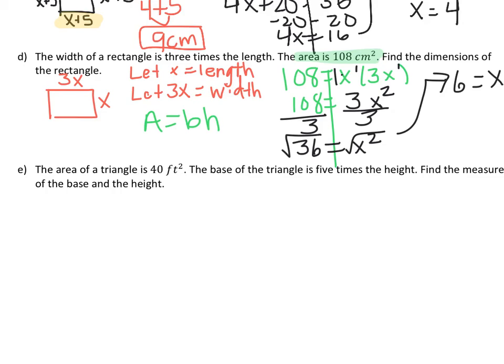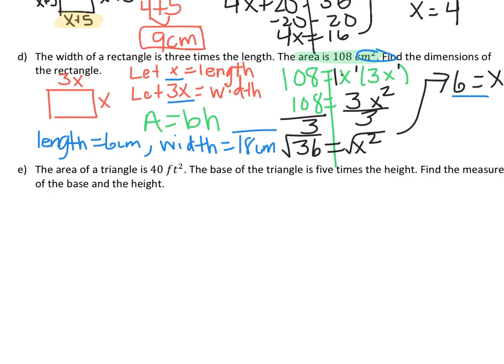Now this wants us to find the dimensions, which means both the length and the width. Well, I know the length is represented by x, so I know the length is 6, looks like centimeters. So length equals 6 centimeters. And the width is 3 times that. So the width is 3 times 6, which is 18 centimeters.